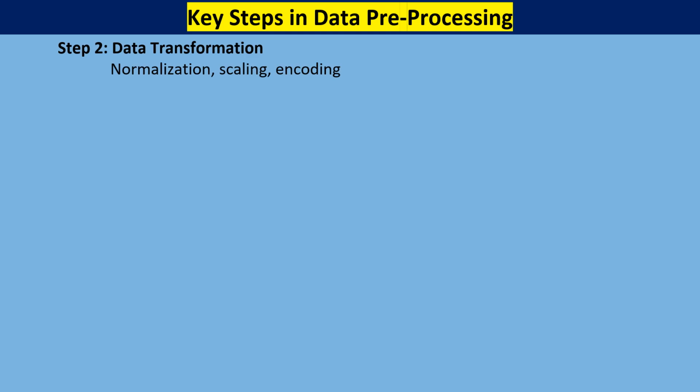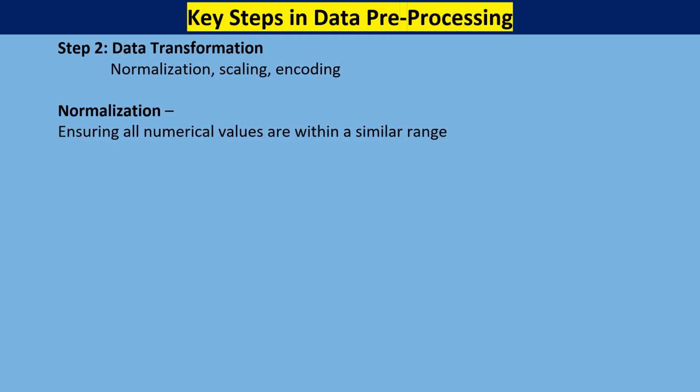Step 2, data transformation, normalization, scaling, and encoding. Normalization, ensuring all numerical values are within a similar range, like rescaling customer income data from different countries. Encoding, converting categories into numbers, like male, female, or 0, 1. In a car prediction model, we must normalize prices from 5,000 to 50,000 or 60,000 so that larger numbers don't dominate smaller ones. In the wardrobe example, iron and fold clothes neatly.